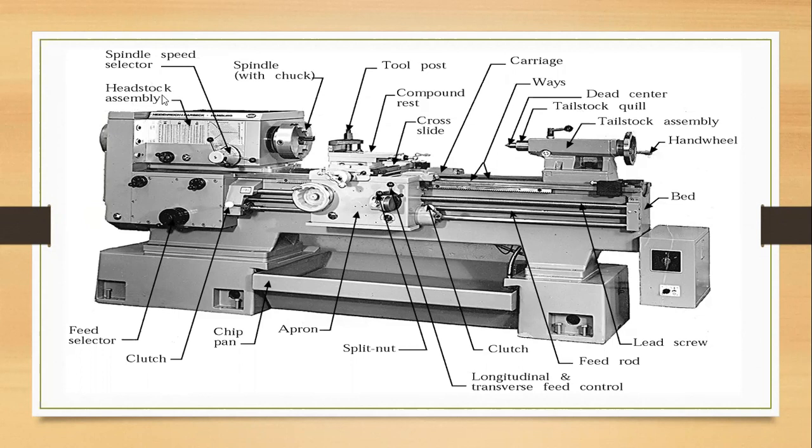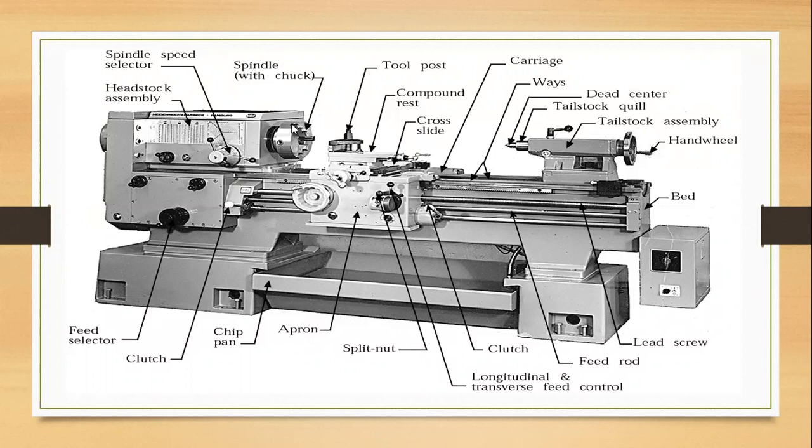So majorly, there are three major parts. One is the headstock, another is the carriage, and another is the tailstock. These are the major parts used in the lathe. The headstock has a rotating spindle. Spindle means a rotating part.